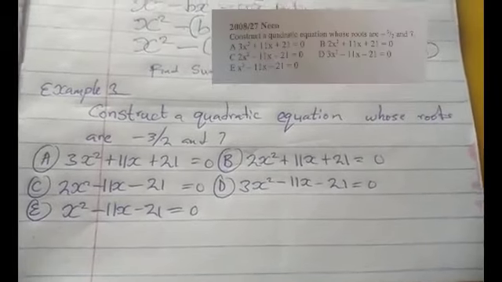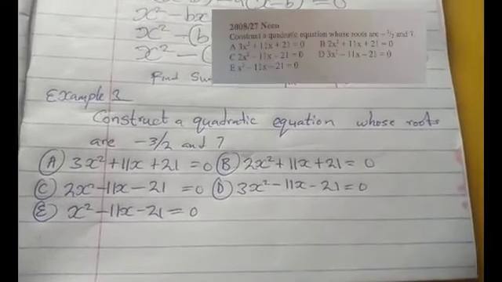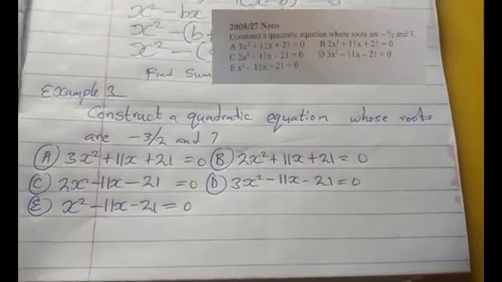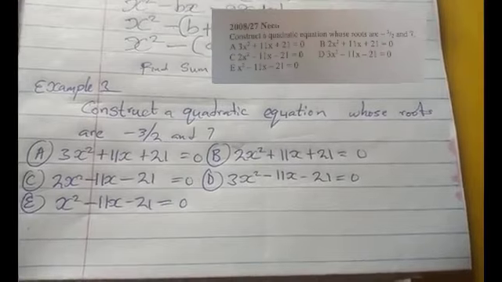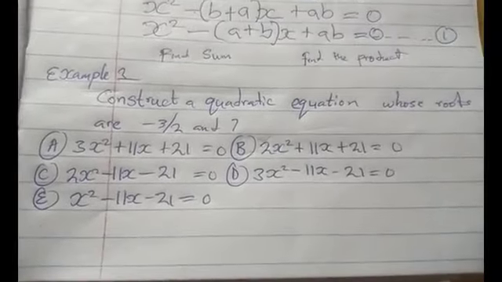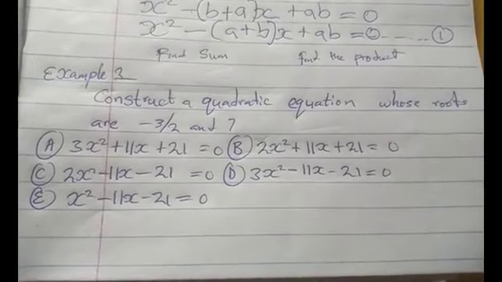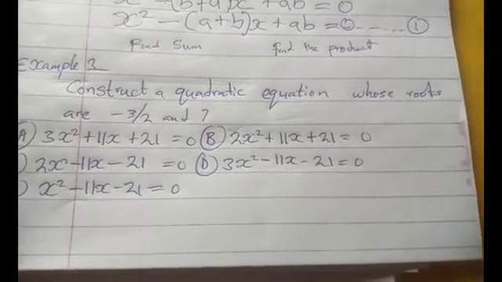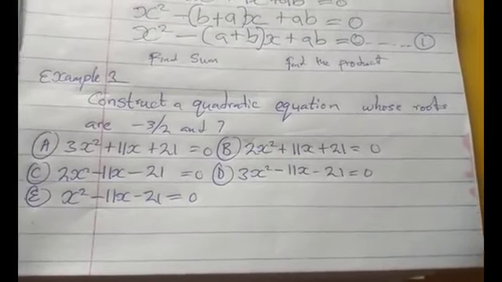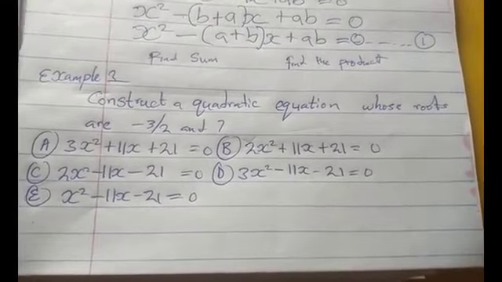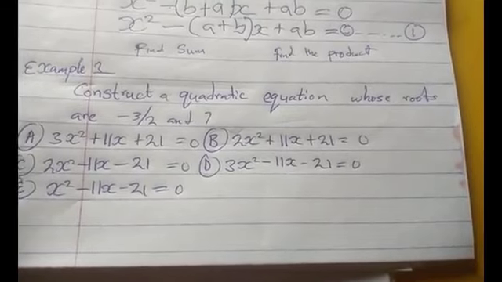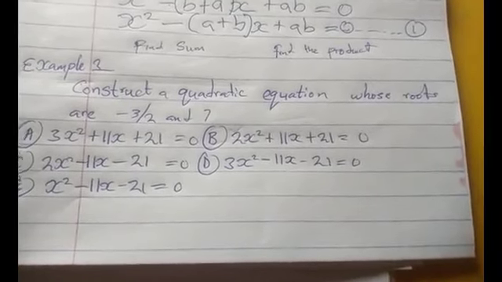Okay, so we're taking this example. Example 1. Construct a quadratic equation whose roots are minus 3 over 2 and 7. Option A, 3x square plus 11x plus 21 is equal to 0. Option B, 2x square plus 11x plus 21 is equal to 0.